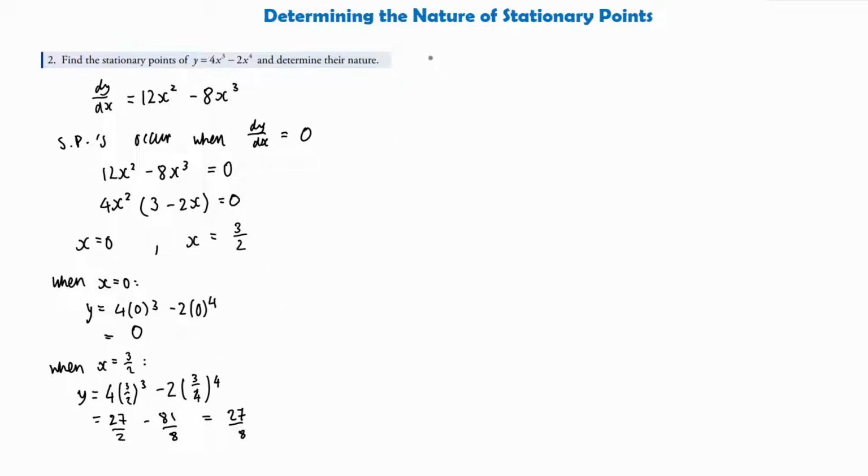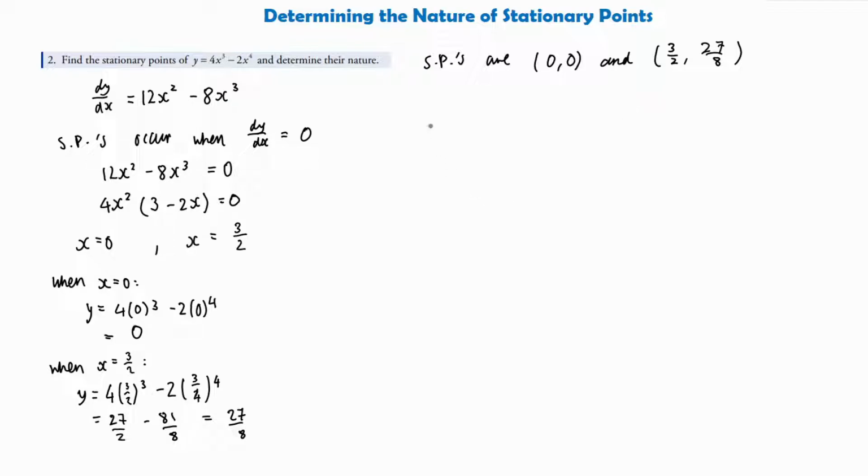So we can say now that our stationary points are, the first one is 0, 0. And the second one, if I've done it right, is going to be 3 over 2 and 27 over 8. Okay, so we've got our two stationary points now.